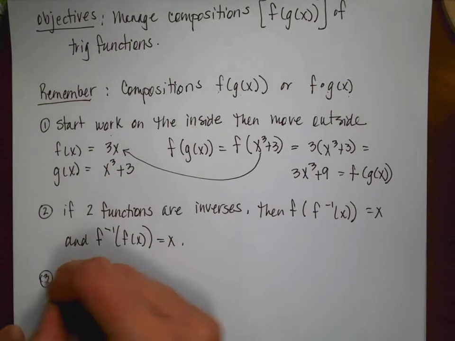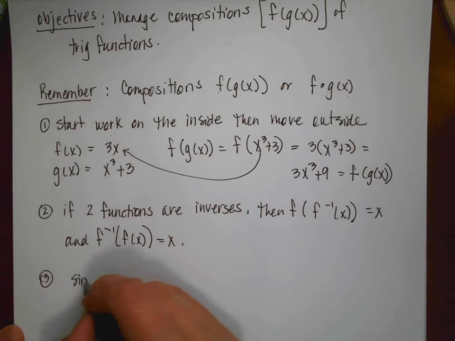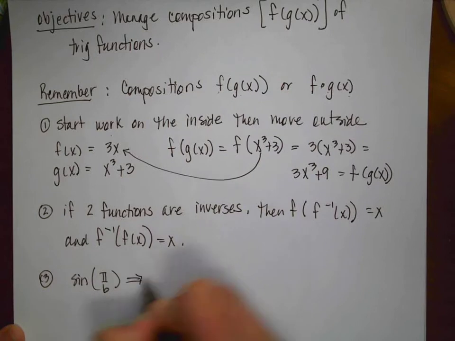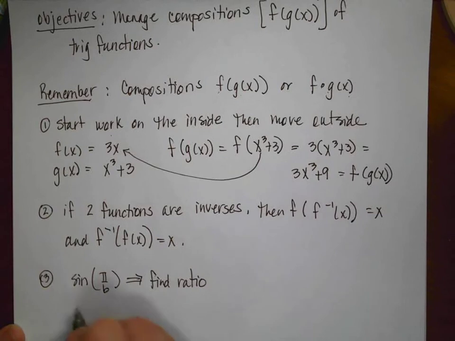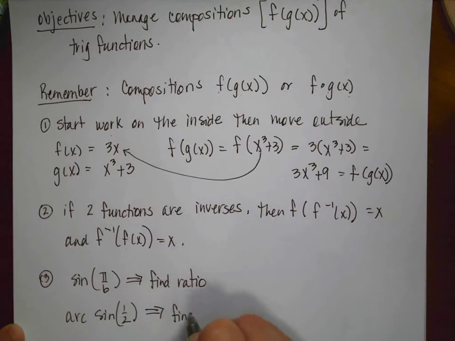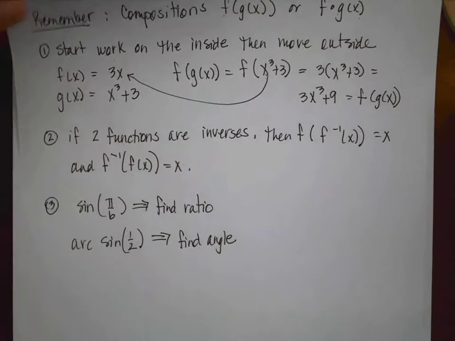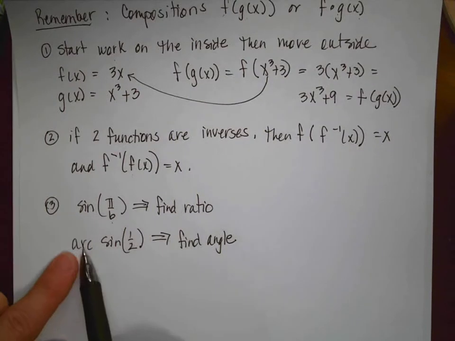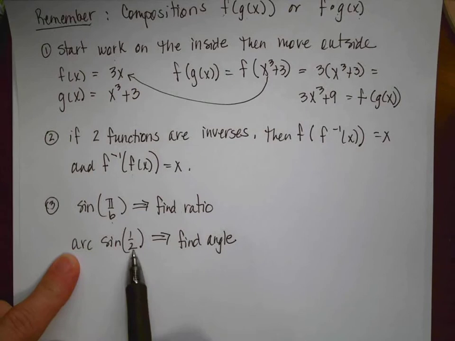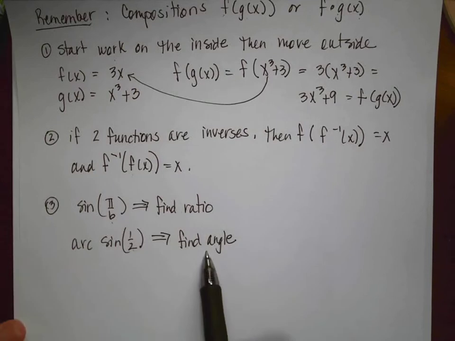The other thing that I want you to remember is your vocabulary. The sine of, say, pi over 6 says find the ratio, okay? And then if I had the arc sine of a half, that says find the angle. So it's important that you understand what each of those two different things is asking you to do. If I see the sine of an angle, that says find the ratio. And if I see arc sine and I'm given a ratio, that says find the angle.